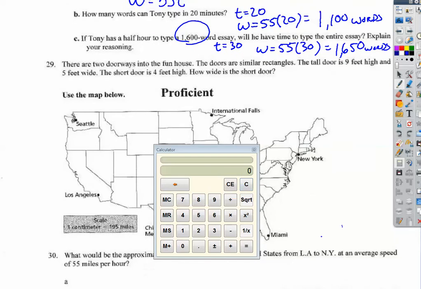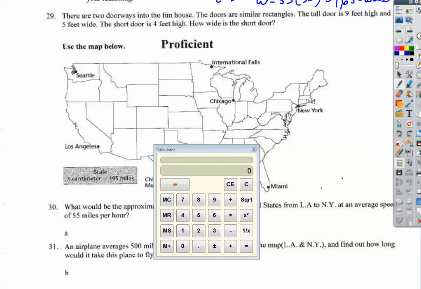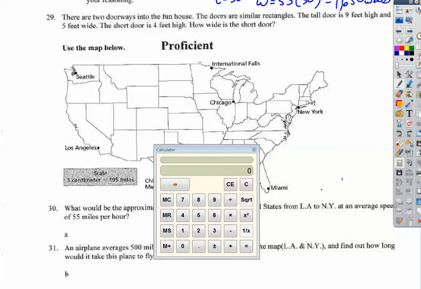All right. Oh, this is a great question. There are two doorways in the fun house. Dude, fun houses freak me out.